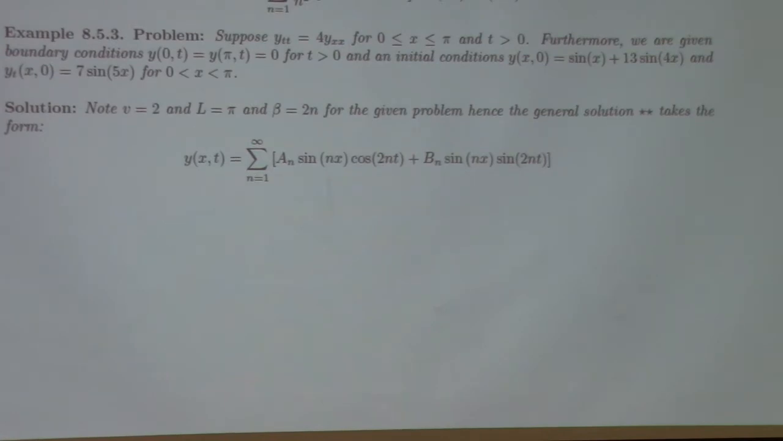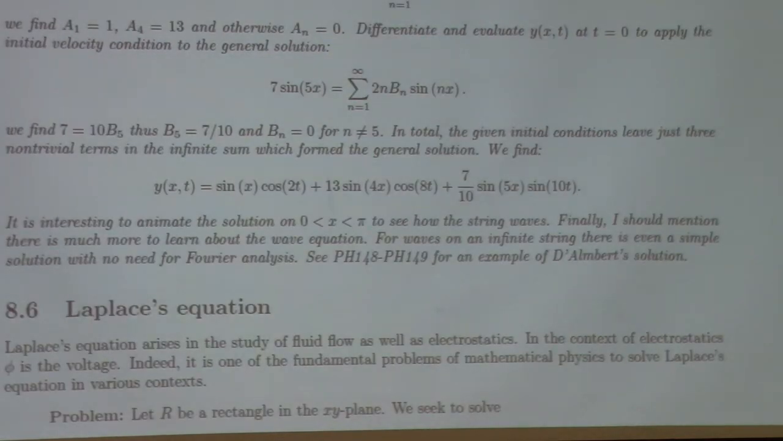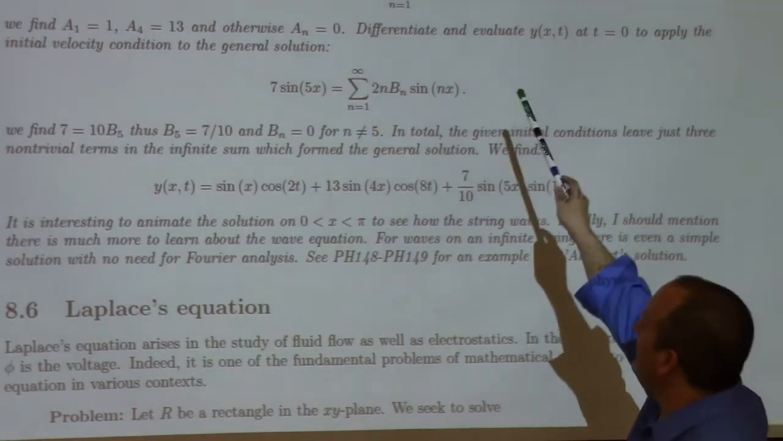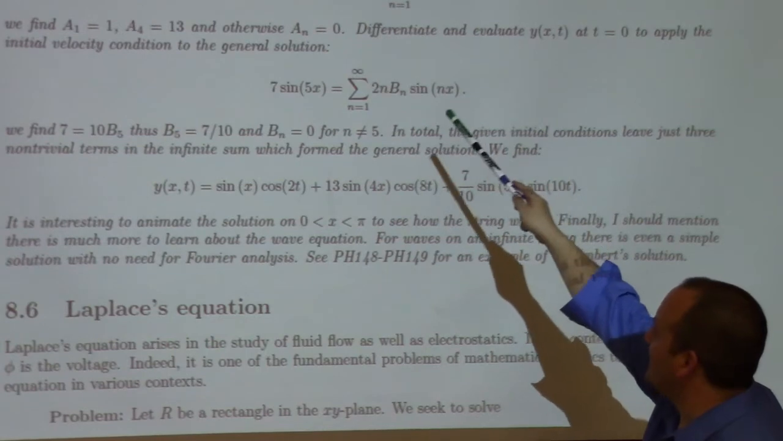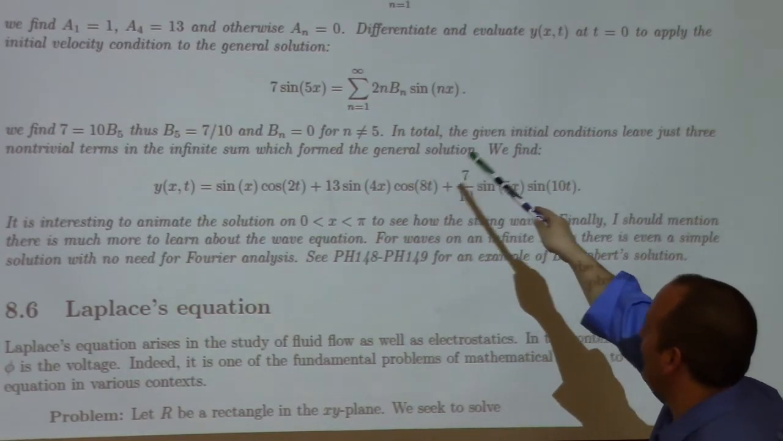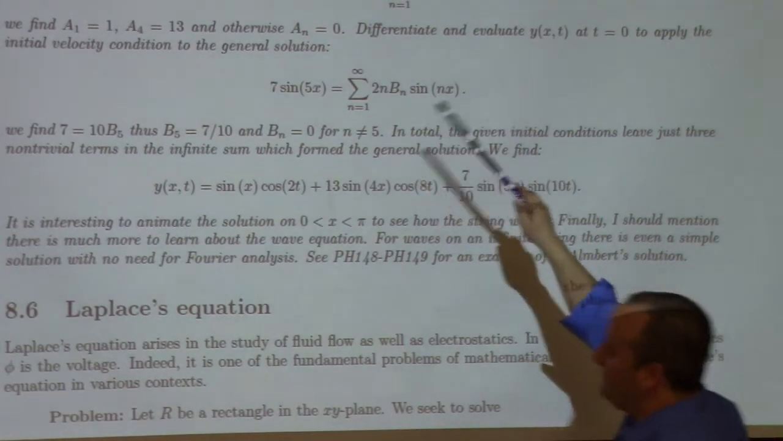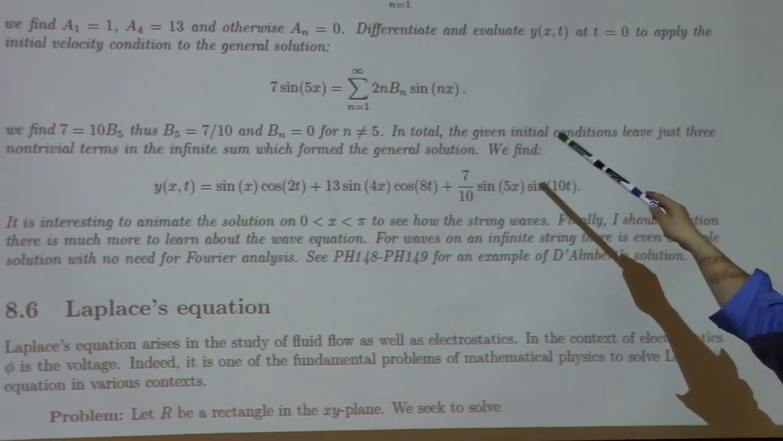This one's kind of cheesy because here my initial position and initial velocity functions are actually already Fourier decomposed. See? Sine x, 13 sine 4x, 7 sine 5x. Yeah. So that makes it easier. In this one, it tells me a sub 1 is 1 and a sub 4 is 13. And then the b sub n's come from, now the differentiation, the yt, you've got to be careful there.